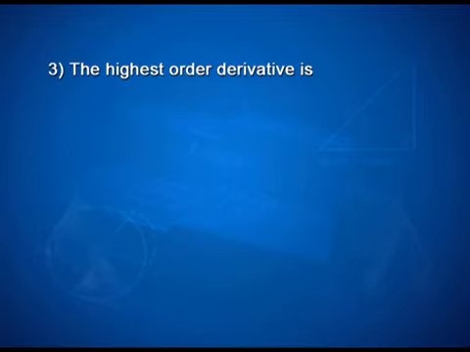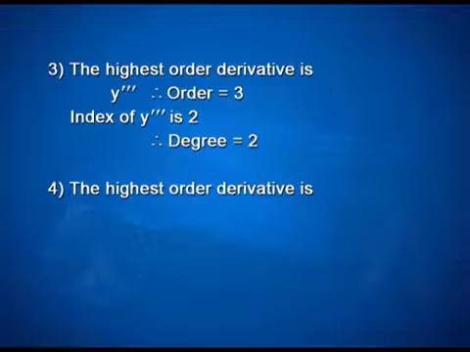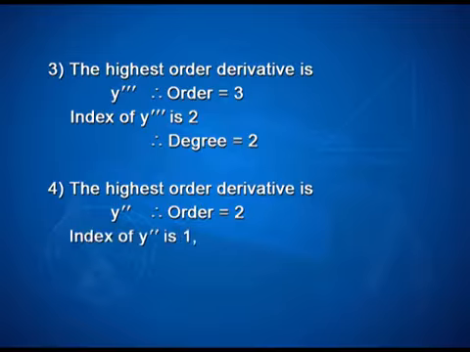In the third case, the highest order derivative is y'''. Therefore, order is equal to 3. Index of y''' is 2. Therefore, the degree is equal to 2. In the fourth case, the highest order derivative is y''. Therefore, order is equal to 2 and index of y'' is 1. Therefore, degree is equal to 1.